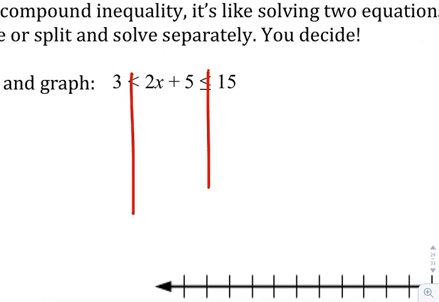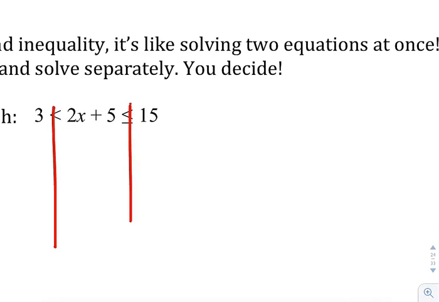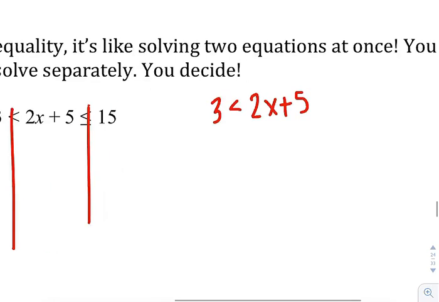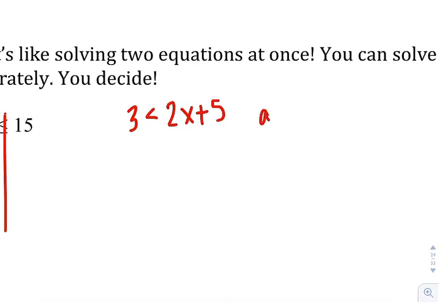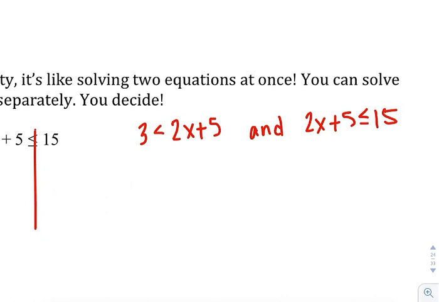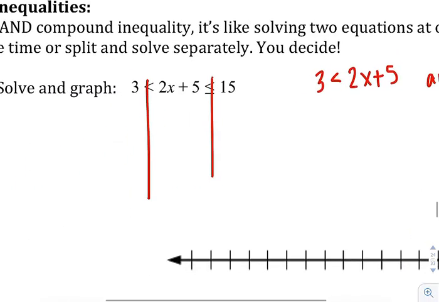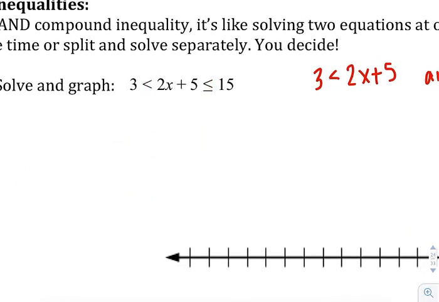If you prefer, you can rewrite them both separately as 3 is less than 2x plus 5 and 2x plus 5 is less than or equal to 15. You guys can solve them separately. I think if you're able to, though, it's just easier to do them both at once.